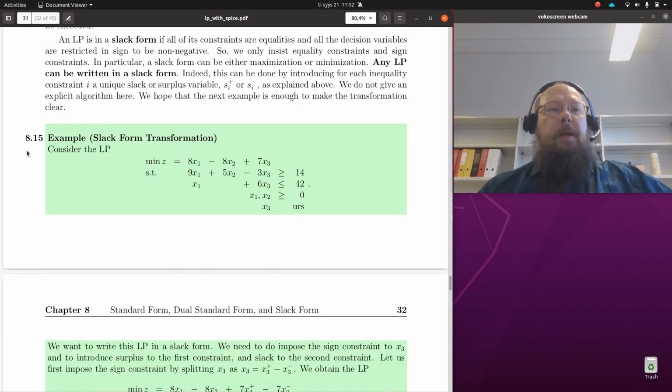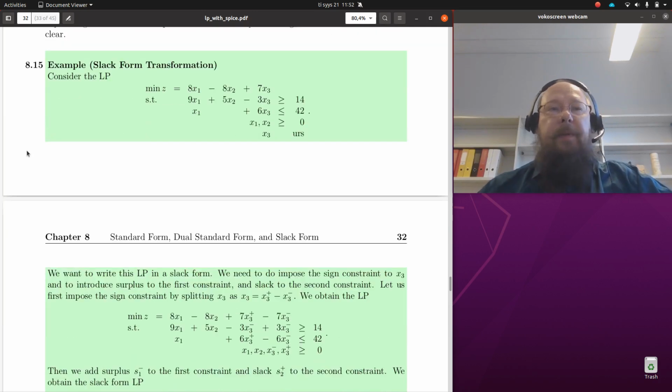So here is example 8.15. I call this the slack form transformation. Let's consider the following LP. We have a minimization of this kind, subject to two constraints: a lower bound like this and an upper bound like this.